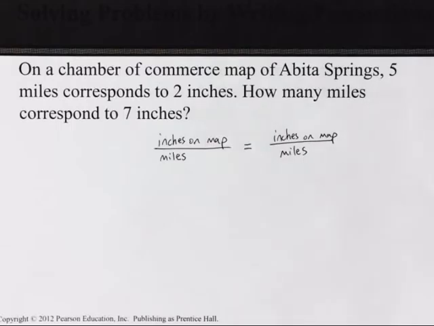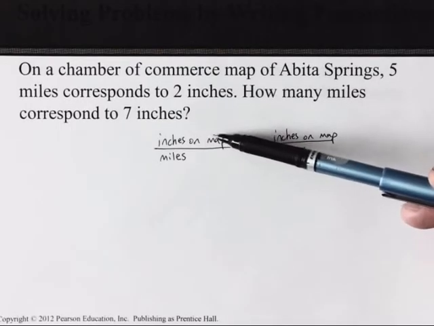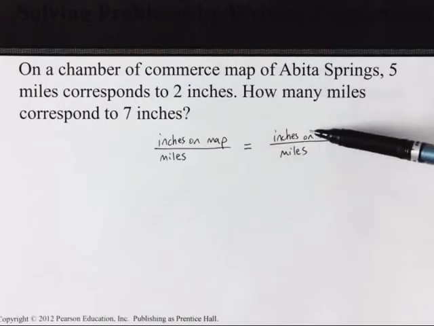So we wouldn't want to have inches on the map as the numerator and miles as the denominator on the left, and then on the right have this be flip-flopped. That would not work for us. That would give us an inaccurate answer. So that's really, really important, and you want to do that for any proportion problem that you're solving.